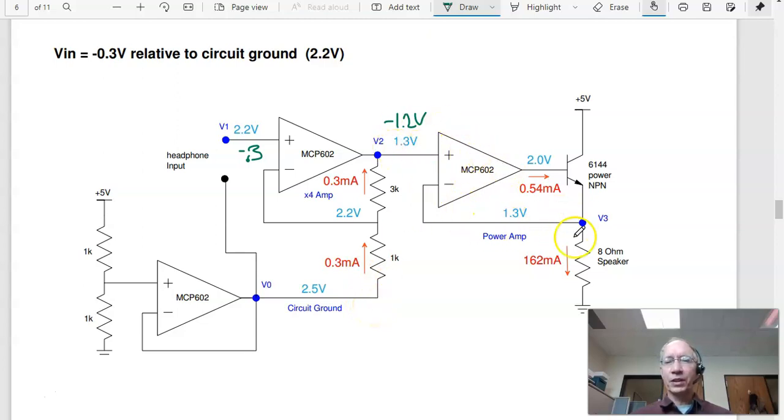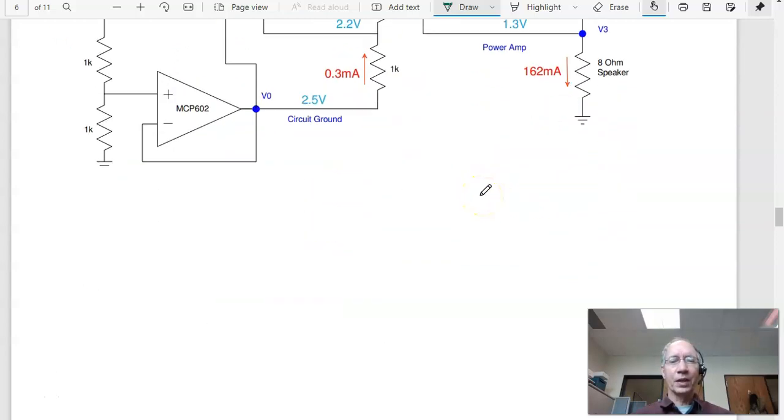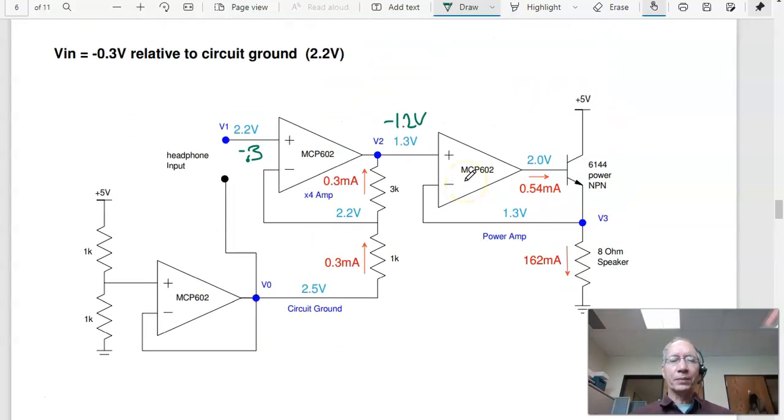1.3 volts going to earth ground is 162 milliamps divided by beta plus 1, 0.5 milliamps. So that's what you should see. If you build it, you can then get some data.